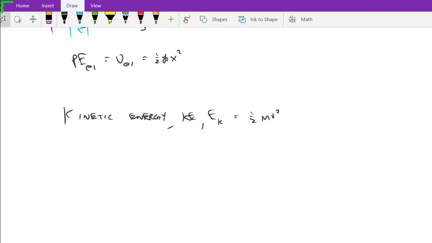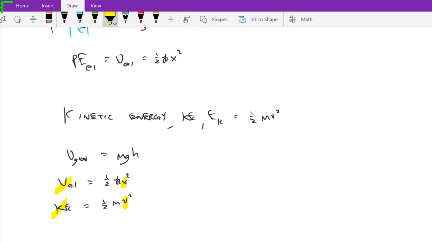So we have our different forms of energy. We have U grav is equal to mgh. U elastic is equal to 1/2 kx squared, and kinetic energy is equal to 1/2 mv squared. And this is the speed of the object. And this is the compression or the stretching. So these are always squared values, and the speed can never be negative anyway. So kinetic energy is always positive.